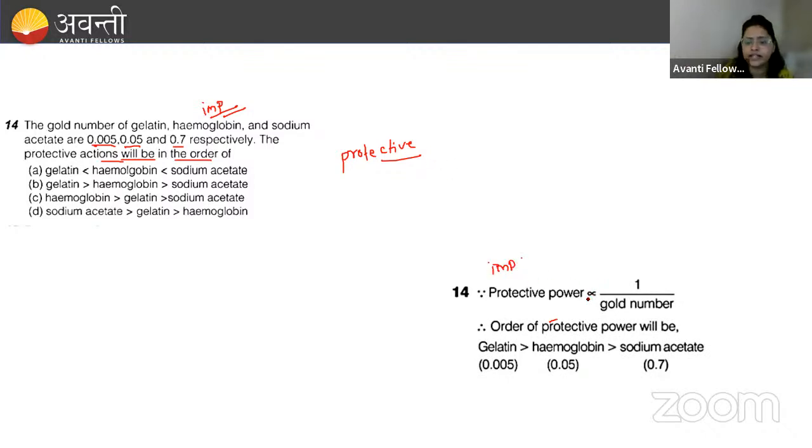Protective power is inversely related to gold number. So the order of protective power will be gelatin, then hemoglobin, and then sodium acetate. So that is which option? Option number B, gelatin, then hemoglobin, then sodium acetate. Very, very important. Okay, next.